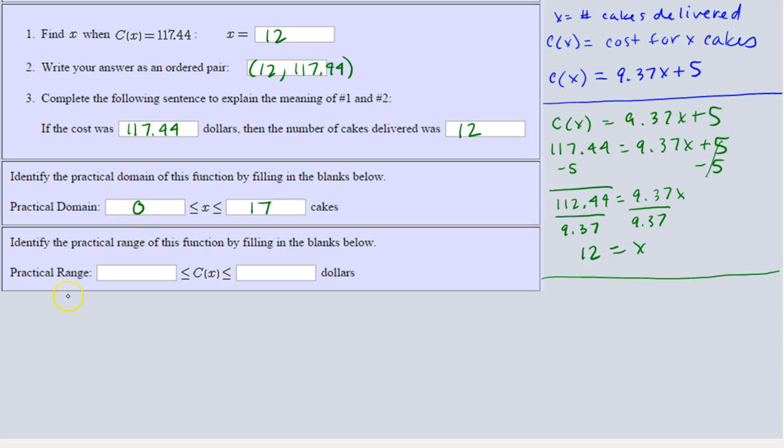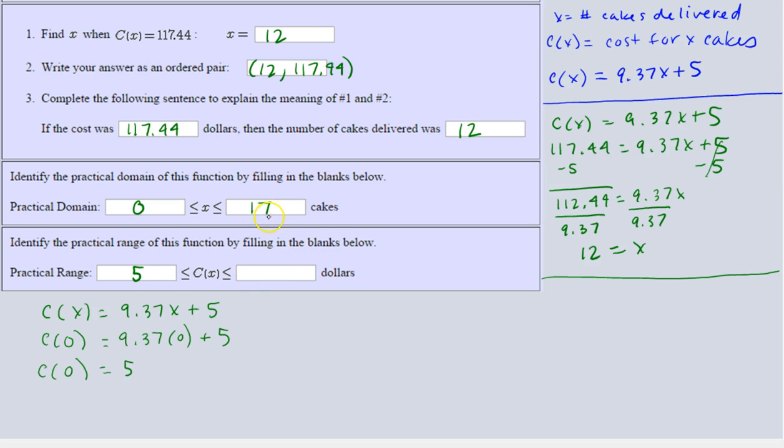So let's evaluate the function for an input of 0. So 0 cakes delivered, the cost for 0 cakes delivered is $9.37 times 0. That's the cost for the cakes, which will be 0, plus the reservation fee. So C of 0 equals 5. So the total cost, the least it could be is $5. Now let's see the most it could be.